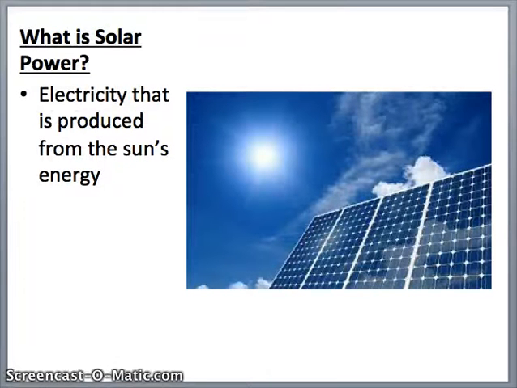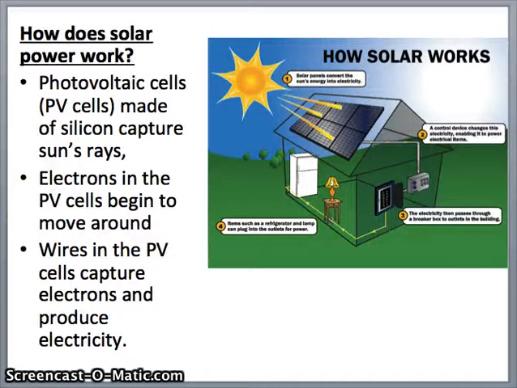Now let's talk about solar power. Solar power is when you use the sun's energy to generate electricity. How does solar power work? So solar power involves what we call photovoltaic cells or PV cells.